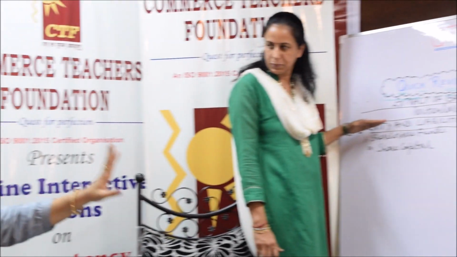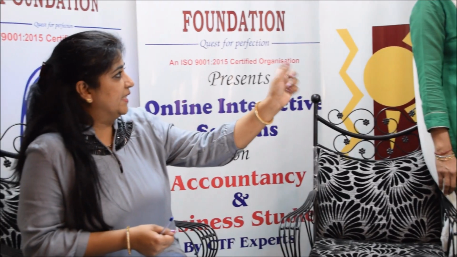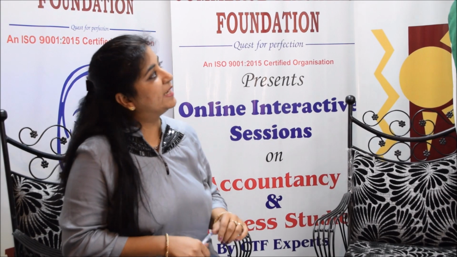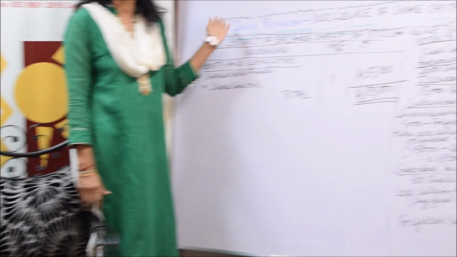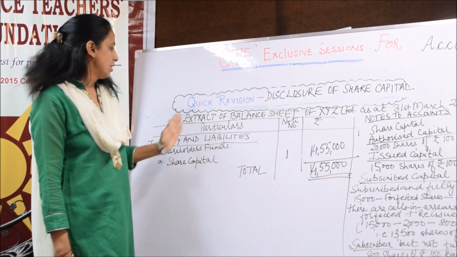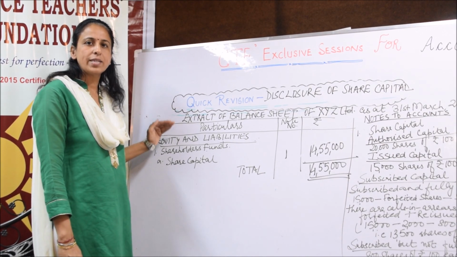If suppose a student forgets to write this, extract of balance sheet of so and so, will there be any deduction? It's okay, even if the child has not written extract of, it's perfectly alright. Okay, first of all we start with the equity and liabilities part.